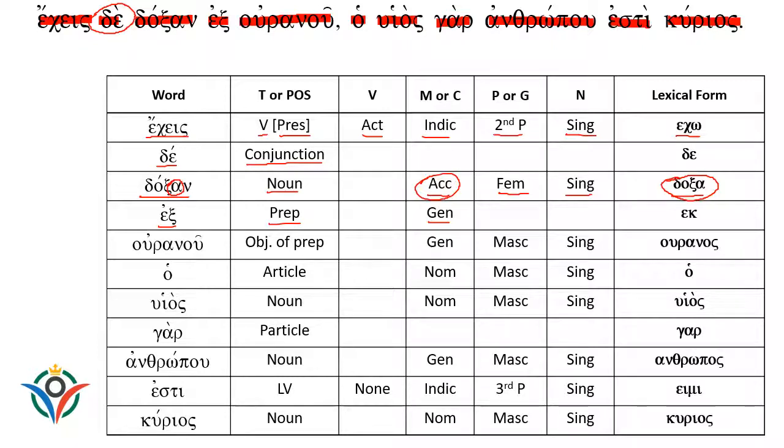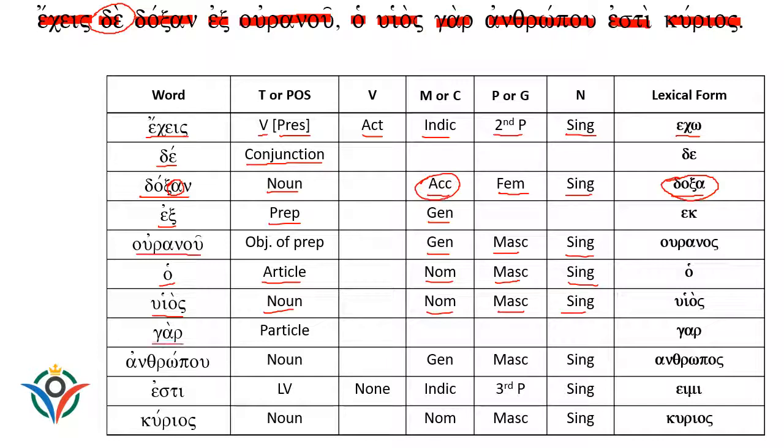So the object of the preposition is ouranou, which is in the genitive. It's masculine singular from ouranos, which means heaven. All right, then we have ho, which is an article. It's nominative, masculine singular, and it agrees with the noun that it's modifying in gender, number, and case. So let's see if that's true. Huios, which is also nominative, masculine singular.